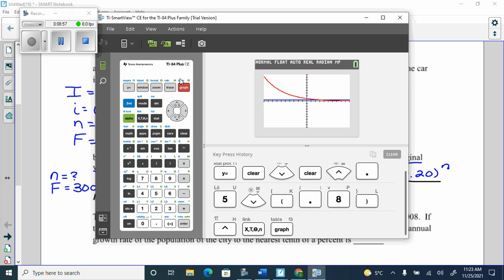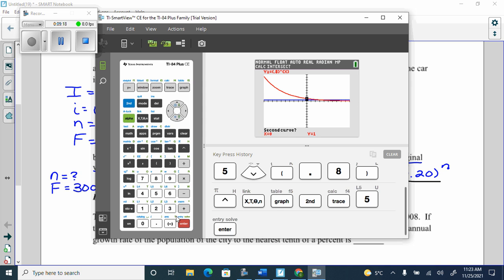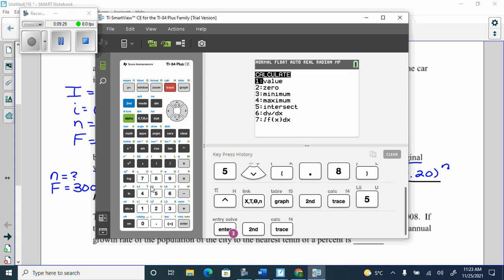Now, keep in mind that your calculator can only find intersections where it can see them. So if you go second trace 5, enter, enter, enter, and it gives you an error, you need to make your x max or x min bigger. Often it's not your y's, it's just your x's. So this time I can see where they cross, so I go second trace 5, enter, enter, enter, and it's 3.1. I think that's a 0. Is that a 0? Yeah. So it's 3.1 years. So you just go second, trace 5, enter, enter, enter.